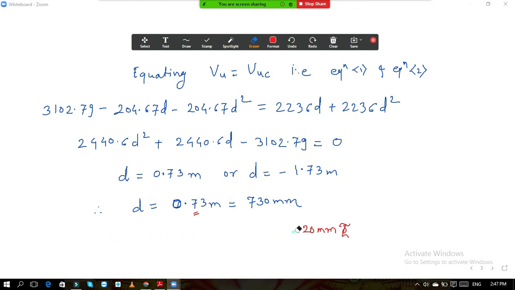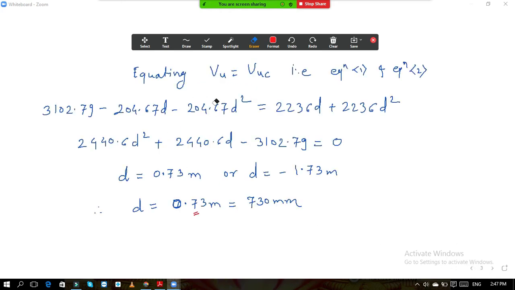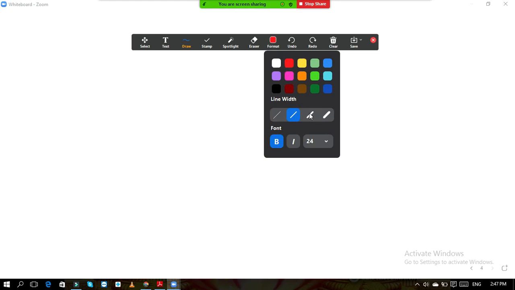There is no wrong in this, because the two-way shear depth always comes out to be higher. So now this 0.73 is from the two-way shear. Similarly, we will calculate the depth from one-way shear criteria.